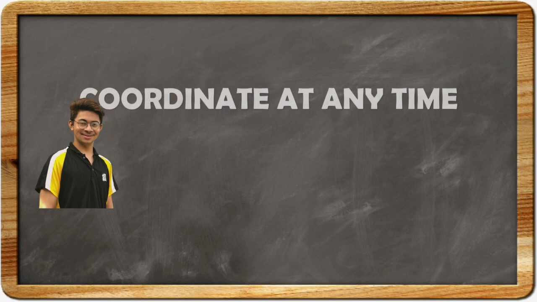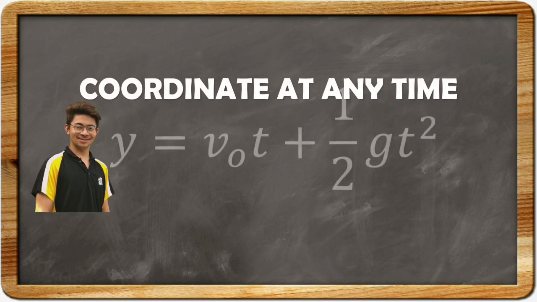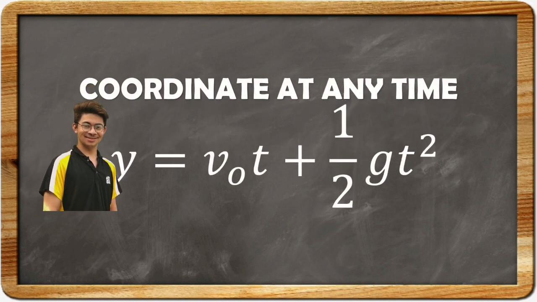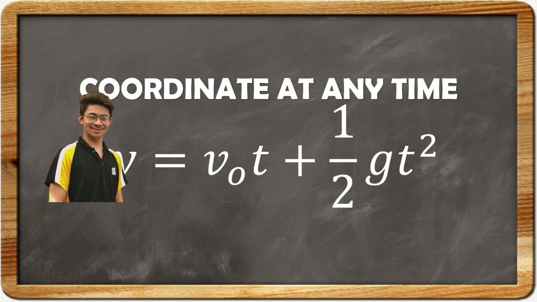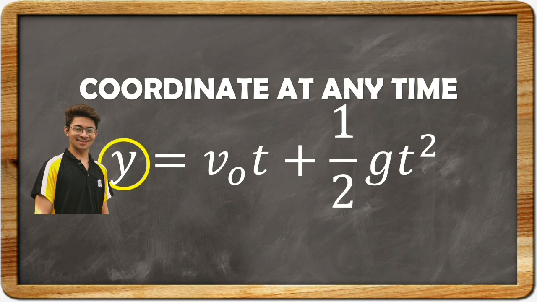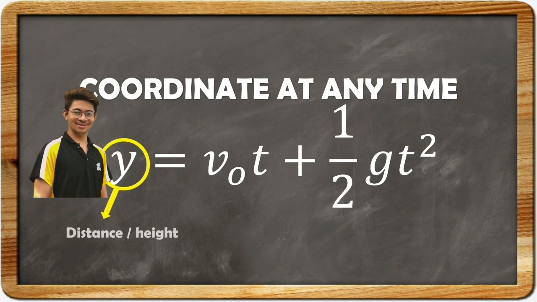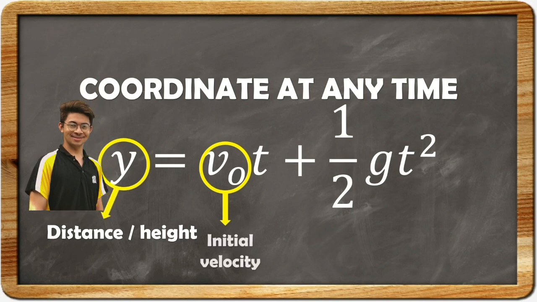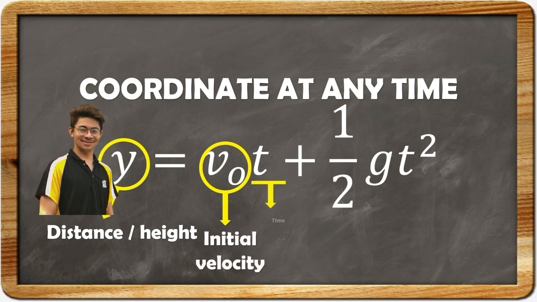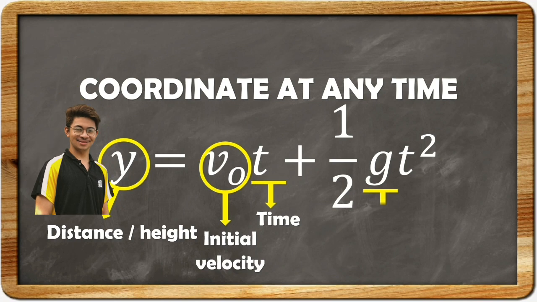For the coordinate at any time, we will use the formula y = v₀t + 1/2 gt², initial velocity multiplied by time plus 1/2 acceleration due to gravity, in meters or in feet, multiplied by time squared. Wherein y is the distance or height, v₀ is the initial velocity, t is time, and g is the acceleration due to gravity.